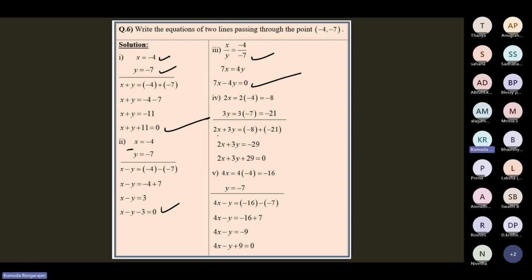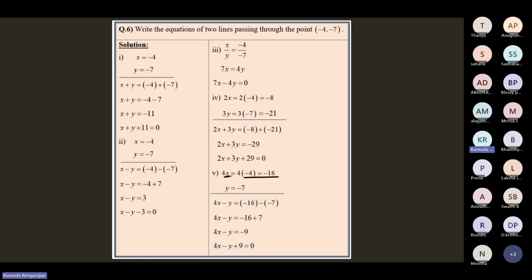Then I want to write 2x plus 3y is equal to what? So I'm finding 2x. I'm finding 3y. This is only 2x and this is 3y. Now what do I want to do with it? I want to add 2x and 3y. So add this. What do you get? -29. And this is the equation in standard form.